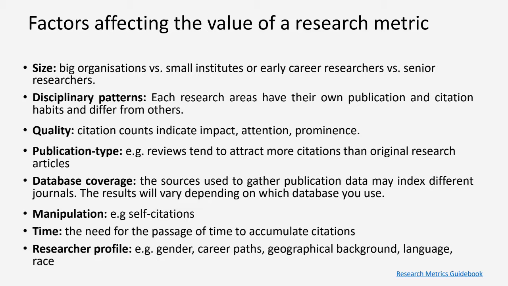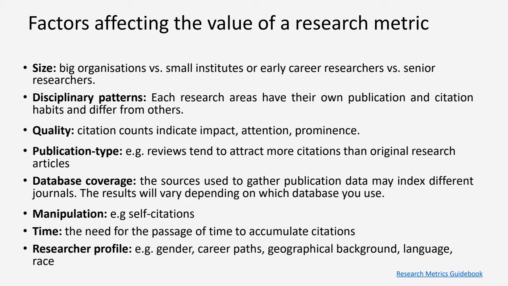Disciplinary patterns is a really important one, and I mentioned this briefly earlier. Each research area or discipline has its own publication and citation habits and norms, which will differ from others. So a high-performing paper in medicine might get 400 citations, but a high-performing paper in the humanities might get 2, and that's fine for that particular subject discipline. In terms of quality, citation counts indicate impact, attention, and prominence, but we don't always know why something was cited.